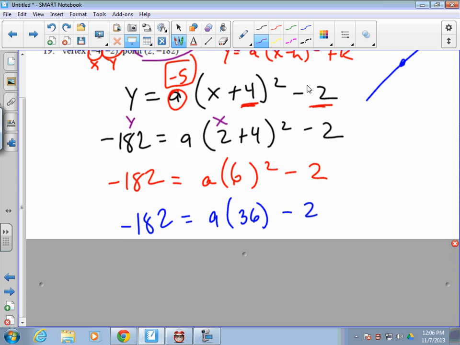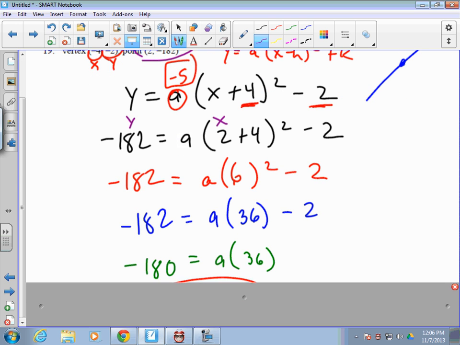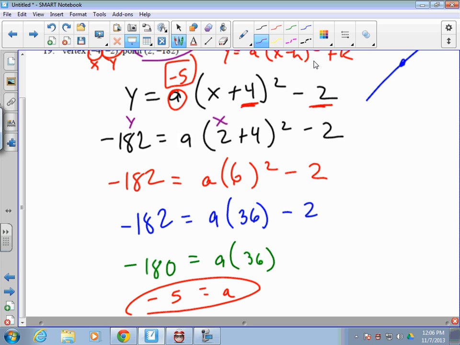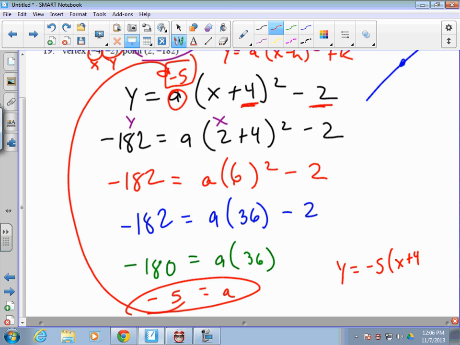You just have to start undoing. Minus 2 first, by adding it to both sides, and you get negative 180. Then divide by 36 on both sides, and a equals negative 5. So that's when you bring that value, negative 5, and plug it right back into a. So you have your new equation, y equals negative 5 times x plus 4 squared minus 2. And that's your equation in vertex form.